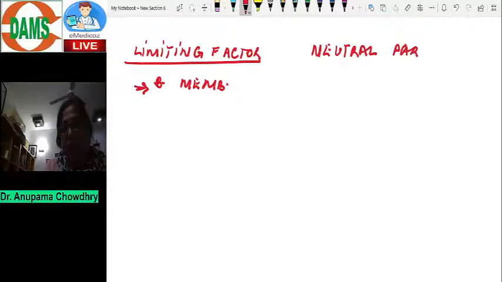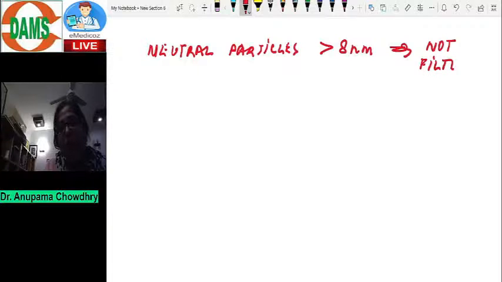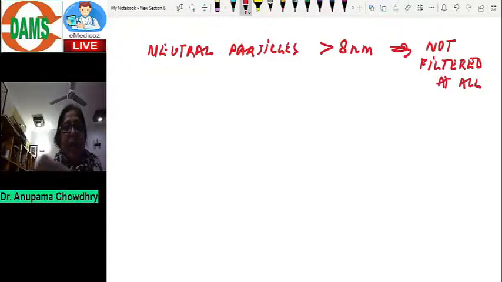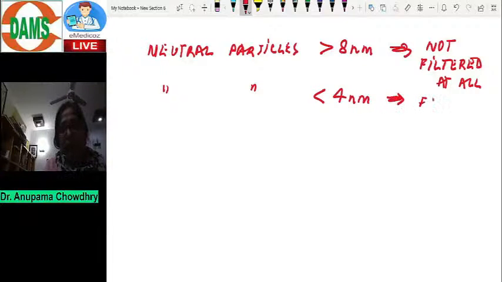Neutral particles more than 8 nanometers are not filtered at all, right? And the obvious reason is the basement membrane, which is the limiting factor for filtration. On the other hand, neutral particles less than 4 nanometers are freely filtered.